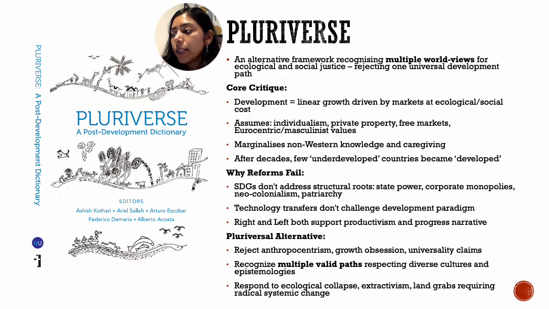Now, what they suggest as a pluriversal alternative is the rejection of anthropocentrism and a growth obsession, as well as universality claims. Pluriversal thought recognizes multiple valid paths respecting diverse cultures and epistemologies. It responds in a very practical way to ecological collapse, extractivism, land grabs that they think require radical systemic change. So now this is a kind of collection of a variety of worldviews which might be of interest to you to explore.